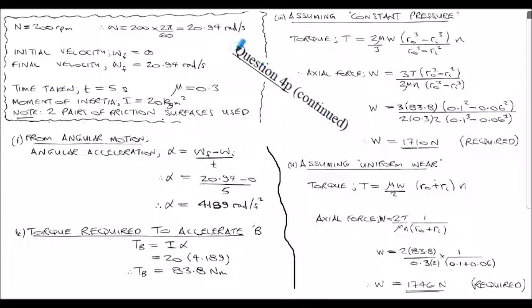Here's the full solution for question 4P. Here's the alpha value initially calculated for the angular acceleration. Here's the torque required to produce the required angular acceleration. Then assuming constant pressure, here's the axial force W, 1710 newtons. And then considering uniform wear theory, the axial force W is 1746 newtons required.